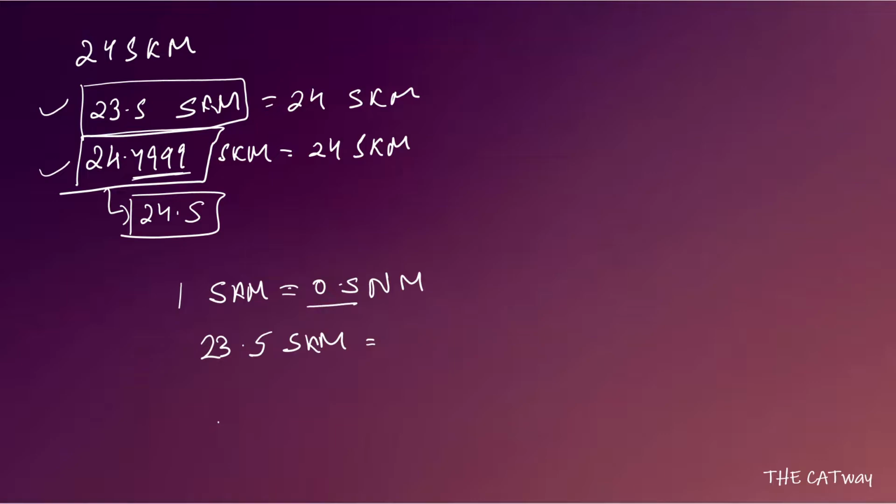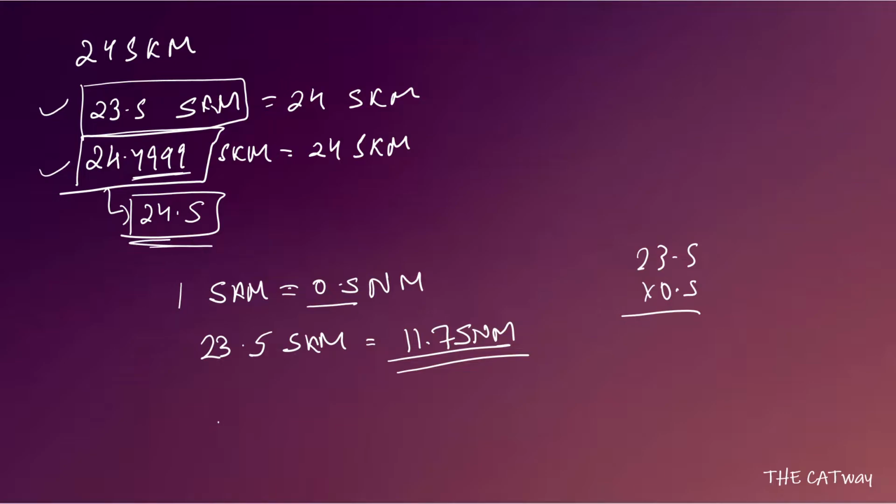So let's multiply 23.5 by 0.5. Basically, half of 23 is 11.5 and half of 0.5 is 0.25. So we will have 11.75 nautical miles. So we have the initial range of 11.75 nautical miles.